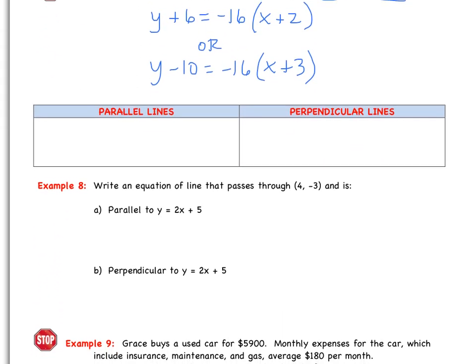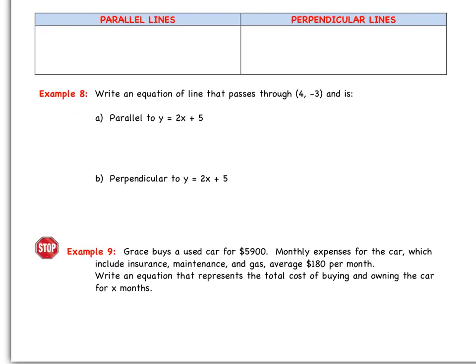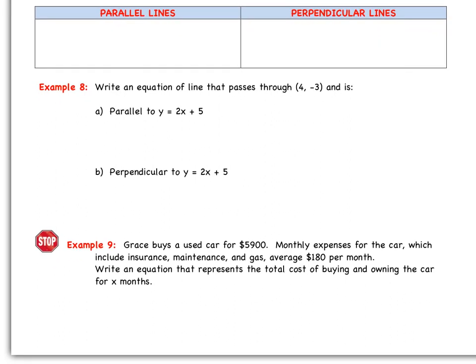Let's see what we remember about parallel and perpendicular lines. What do you know about parallel lines? Well, you should think parallel lines will never intersect. So what does that mean about their slopes? If parallel lines never intersect, that means they have to have the same slopes. You should have remembered this from geometry.